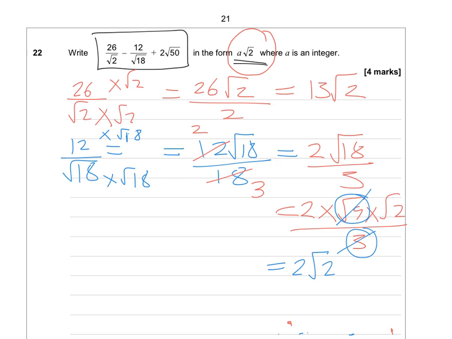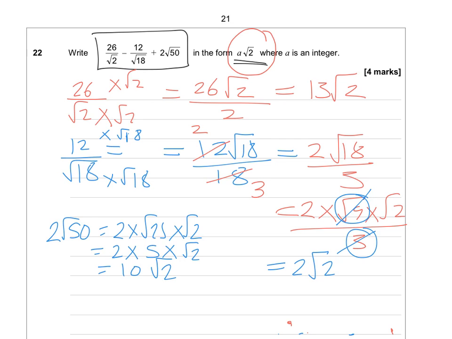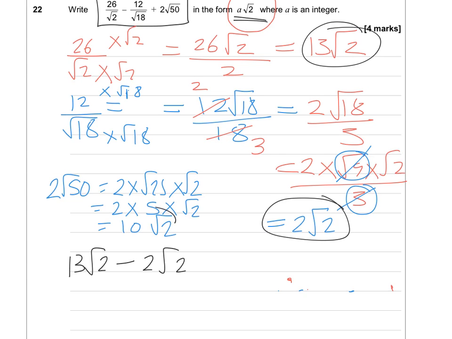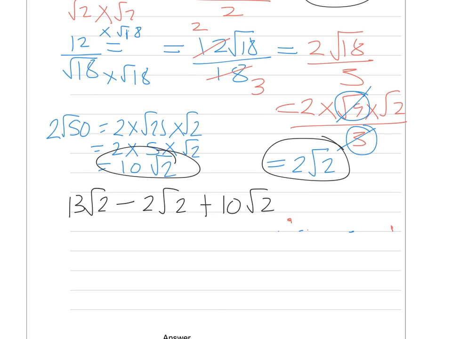We finally have to simplify 2 root 50, which is 2 multiplied by root 25 multiplied by root 2, which is 2 multiplied by 5 multiplied by root 2, which is 10 root 2. This means that the overall expression simplifies down to 13 root 2, subtract 2 root 2, and then add 10 root 2, which simplifies down to a final answer of 21 root 2. So a equals 21.